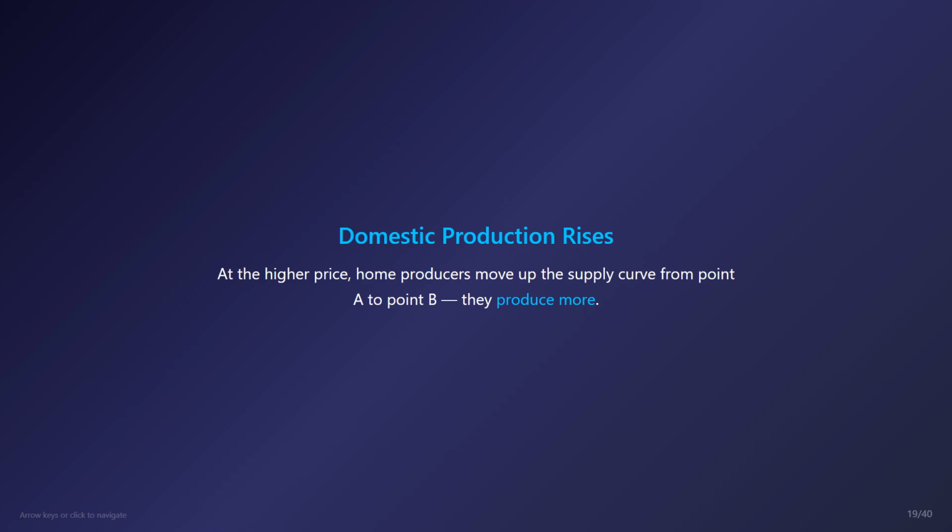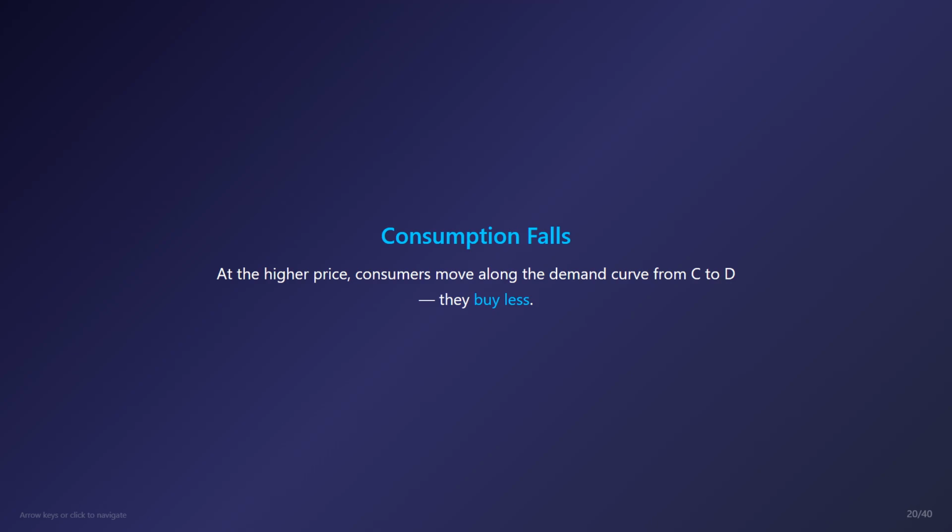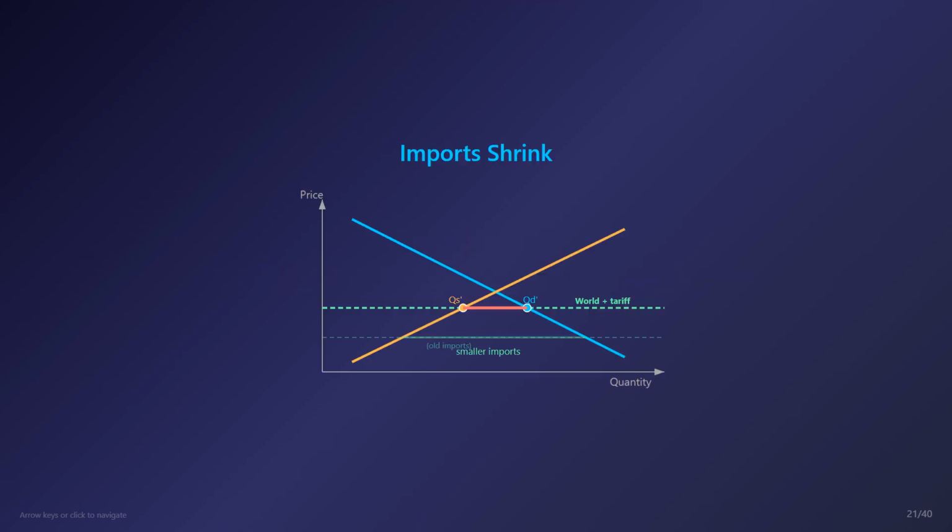Watch domestic production respond. At the new, higher price, home producers are willing to make more. They move up their supply curve from point A to point B. The tariff protects them and they expand output. And watch consumption respond. At the higher price, consumers cut back. They move along their demand curve from point C to point D, buying a smaller quantity than under free trade. The dearer good is less attractive. Put those together and imports shrink.